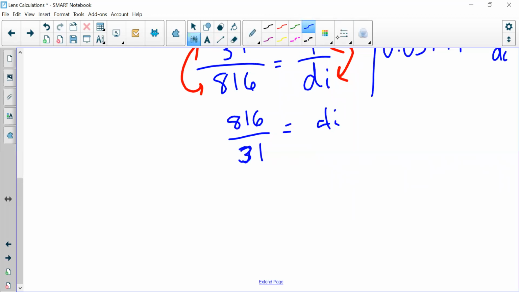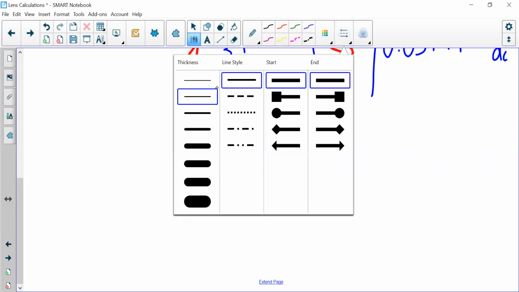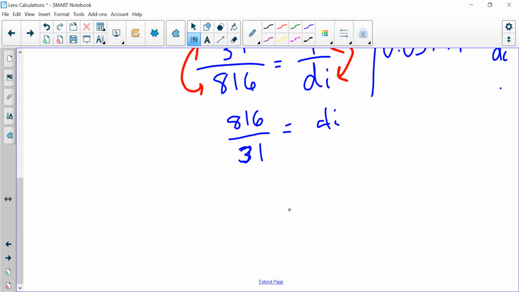So you can just enter into your calculator 816 divided by 31. If you have a decimal, hold on for 1 second. Just pause. I'm going to show you how to do that. What is 816 divided by 31? And give it to me as a decimal, let's say 2 decimal places. 26.32. Perfect, 26.32. And this was in centimeters.